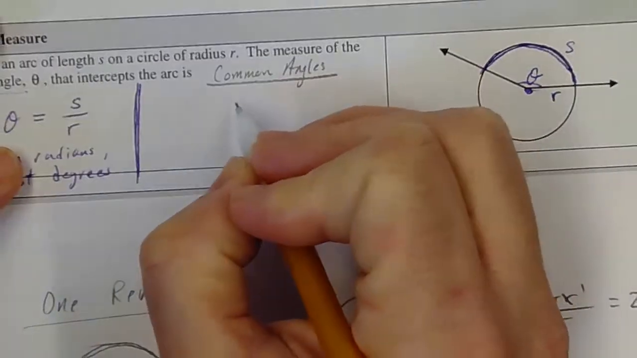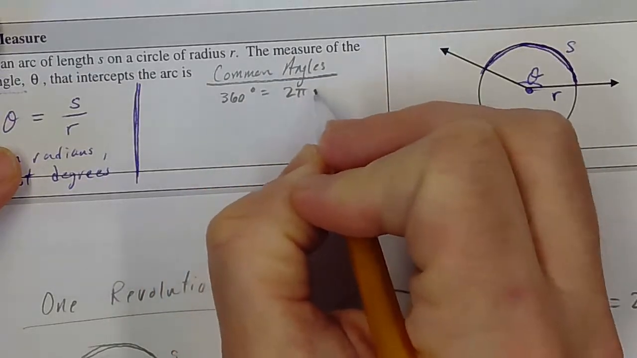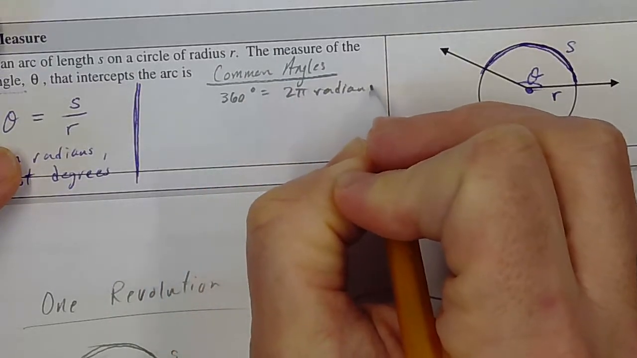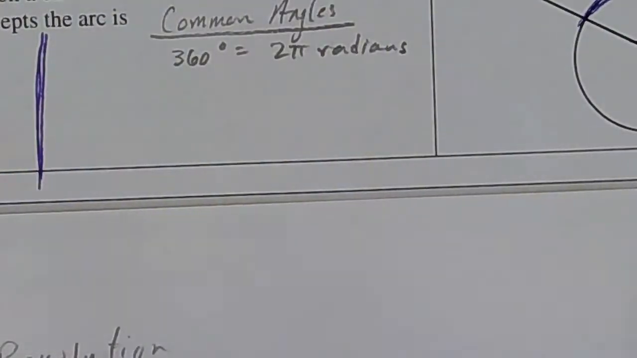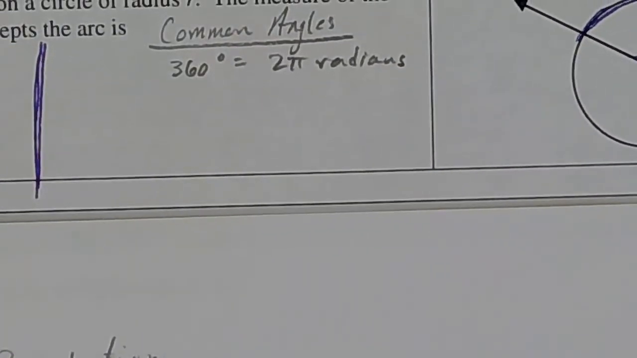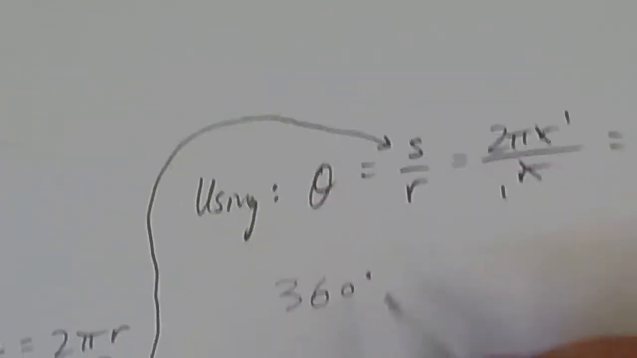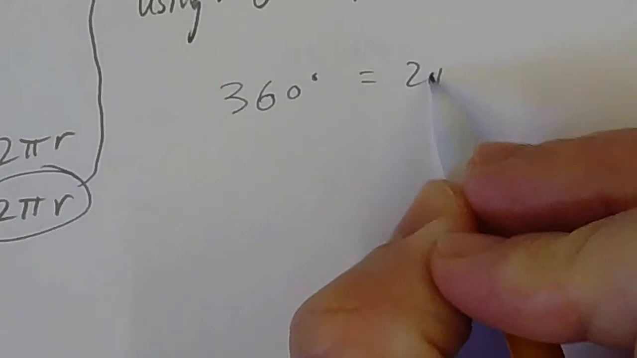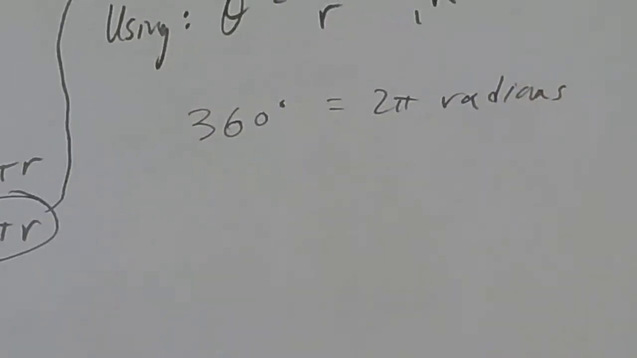All right, so 360 degrees is equal to 2 pi radians. Don't get too fancy with this. It's like saying 1 yard equals 3 feet. They're equal, they're just different ways to measure them, okay? So if I know 360 degrees is equal to 2 pi radians, I can come up with a lot of other common angles by just doing some simple math here.